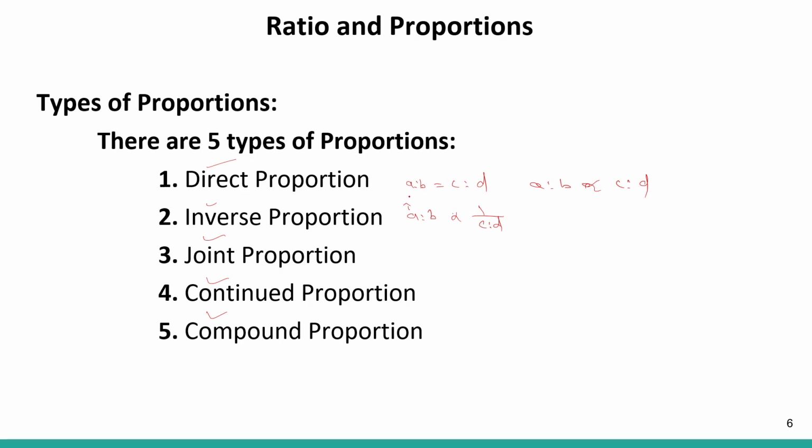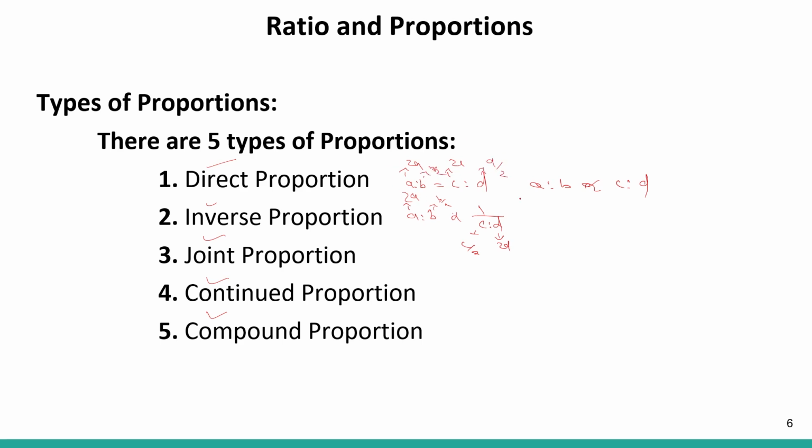If A increases 2 times, if A becomes 2A, then D becomes 2D. Okay, if B becomes B by 2, C becomes C by 2. But in this case, that is direct proportion. What happened was, if A becomes 2A, C becomes 2C. If B becomes B by 2, D becomes D by 2.